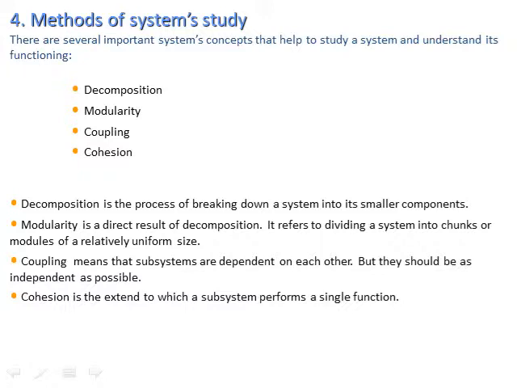Coupling means that the subsystems are dependent on each other, but they should be as independent as possible. If one subsystem fails and other subsystems are highly dependent on it, the others will either fail themselves or have problems functioning. And then cohesion is the extent to which a subsystem performs a single function. In our CD player example, signal reading is a single function. So we have these 4 different ideas that help us to understand a way of studying a system.